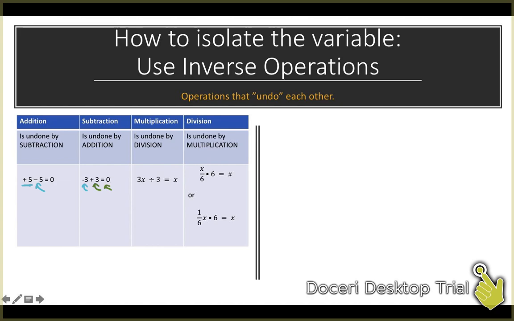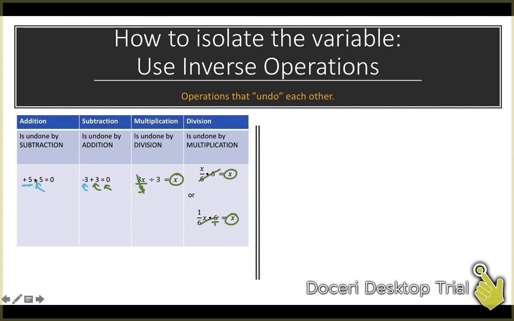Multiplication is undone by division. A lot of times instead of writing divide by 3 like this, I just show it like, hey, divide by 3. And we're going to cross that out and we're left with x. And then division is undone by multiplying. If we notice here, 6 times x over 6 gets us x by itself. If you have a fraction, this x divided by 6 is the same thing as 1/6 x. So we can still multiply it by 6. This is our multiplicative inverse. Cancel that, we're left with x.